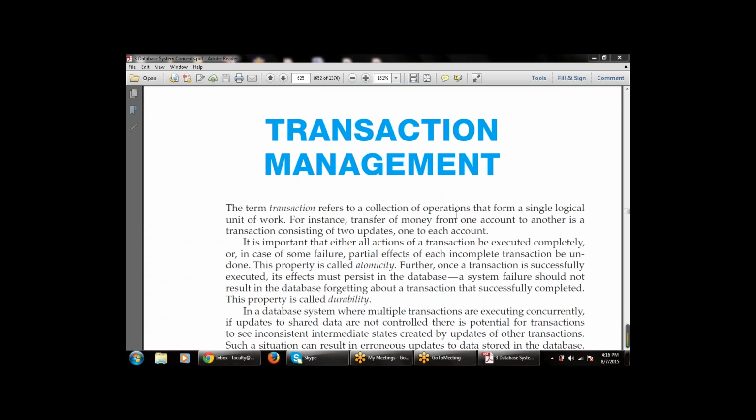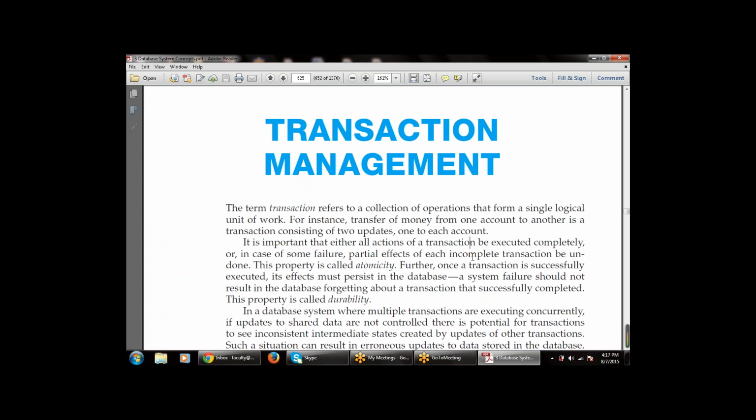First of all, what is a transaction? It refers to a collection of various operations that form a single logical unit of work. Whenever a single logical unit of work is performed, in which multiple operations are carried out, that is a transaction. That means performing any task is known as a transaction.